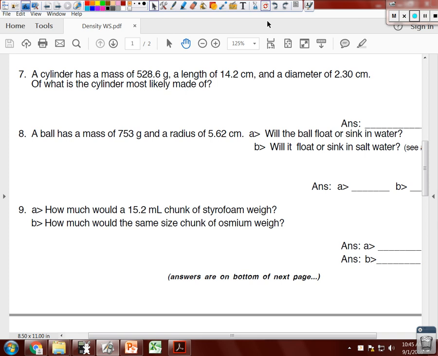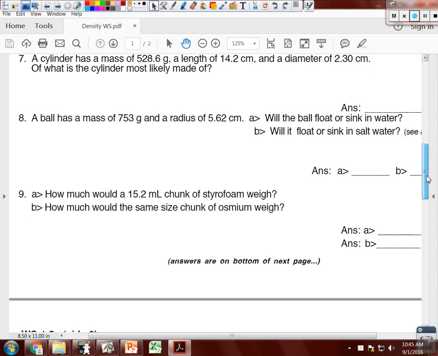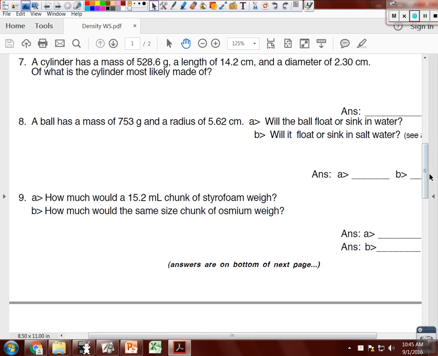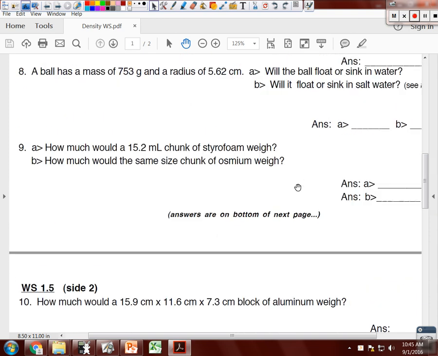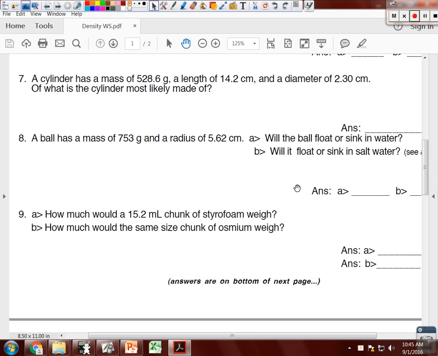All right, so let's move on to 7. Sink like a rock, wouldn't it? How many times more dense is lead than water? 11 times more dense. It would sink very fast. So you guys know lead sinks. Okay? So number 8. Nope, actually 7.